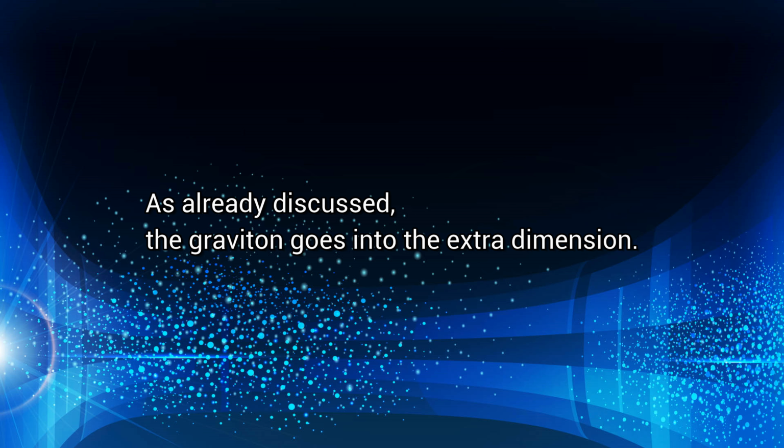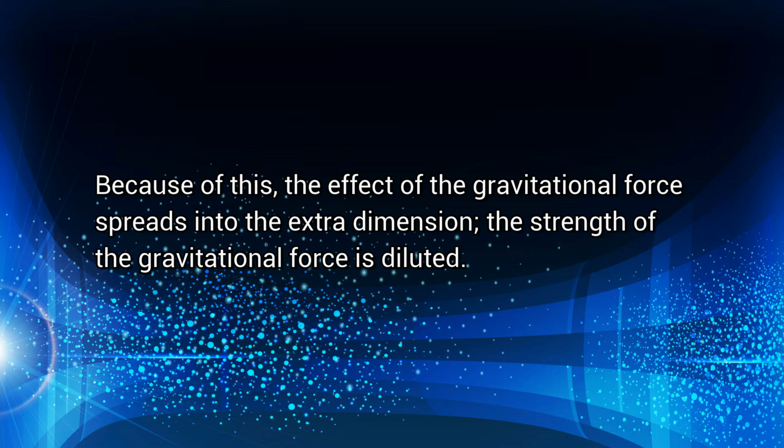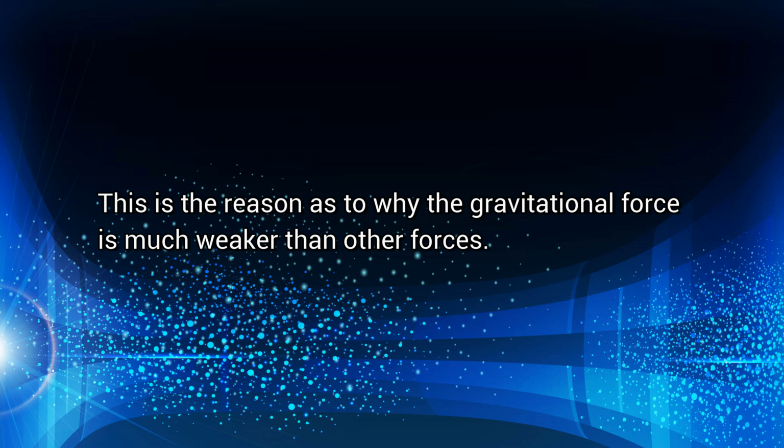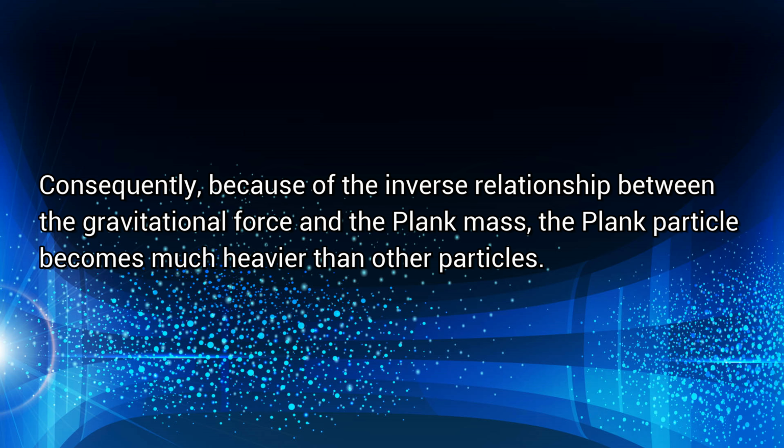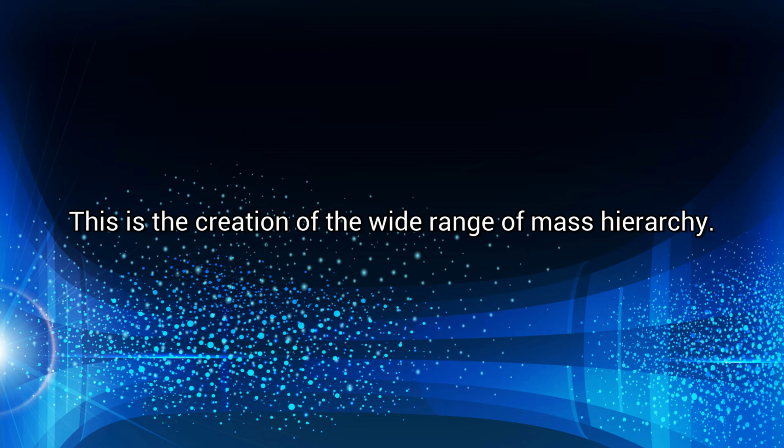As already discussed, the graviton goes into the extra dimension. Because of this, the effect of the gravitational force spreads into the extra dimension. The strength of the gravitational force is diluted. This is the reason why the gravitational force is much weaker than other forces. Consequently, because of the inverse relationship between the gravitational force and the Planck mass, the Planck particle becomes much heavier than other particles. This is the creation of the wide range of mass hierarchy.